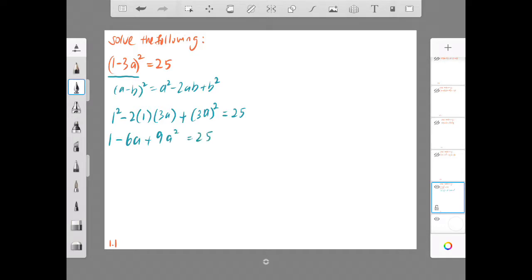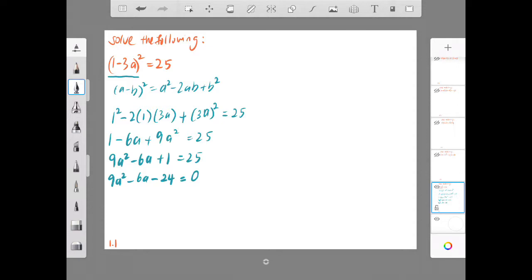So I'm going to do a bit of rearrangement: 9a square minus 6a plus 1 equals 25. Now I'm going to bring the 25 to the left hand side of the equal sign. This will give me 9a square minus 6a minus 24, because when you bring the 25 over to the left hand side, that will be 1 minus 25, which is negative 24, equals 0.